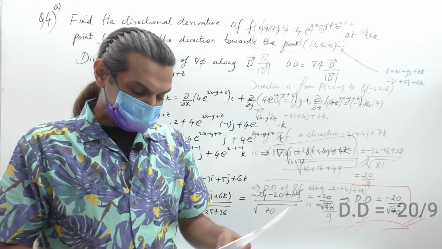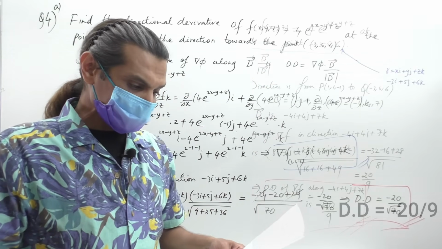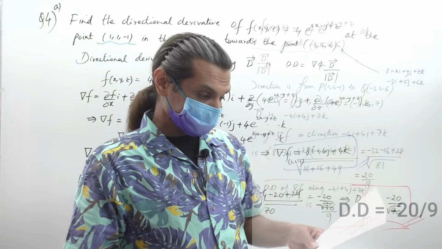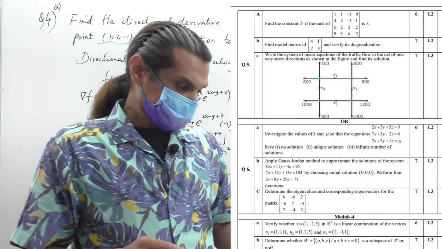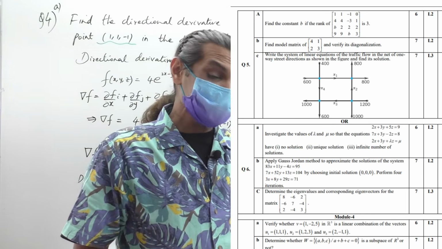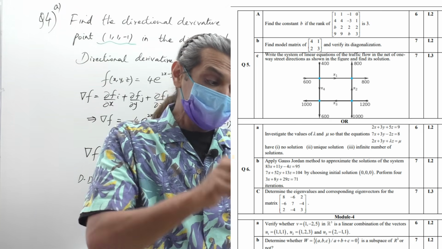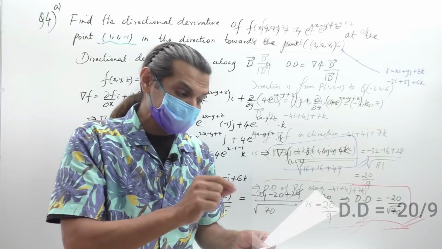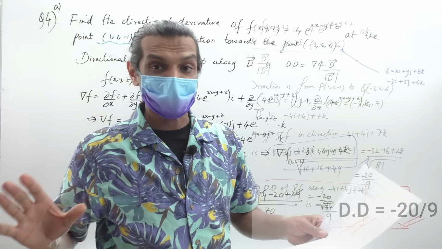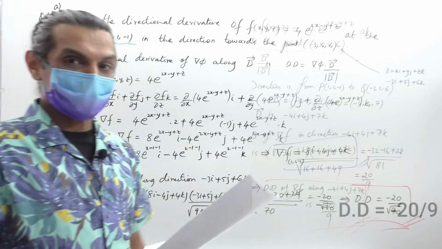Okay, the question number 6B is apply Gauss-Jordan method to approximate the solutions of the system. See, I think the question is misprinted here. The question is not Gauss-Jordan, it's Gauss-Seidel method, because they are given the initial solution 0 0 0 and they are asking to perform 4 iteration. So simple misprint is it's not apply Gauss-Jordan, it's Gauss-Seidel method, and this I have not solved. So let's solve this problem here now.